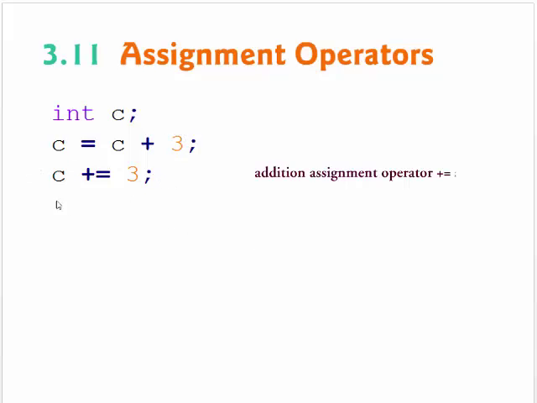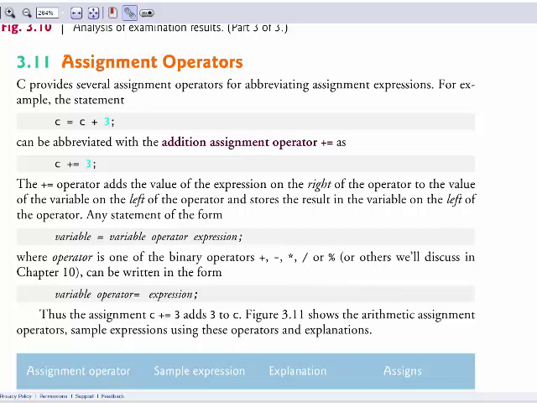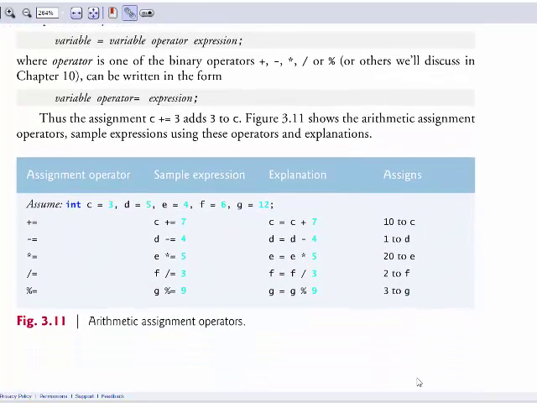Alternatively, we could write it with this next line of code that's shown, where I have C plus equals 3. The plus equal sign is called an addition assignment operator, so it does exactly the same thing as the line before it does. As a matter of fact, there are a whole bunch of assignment operators that your textbook has. There is a plus equals, a minus equals, a times equals, a divide equals, and even a modulus equals sign.